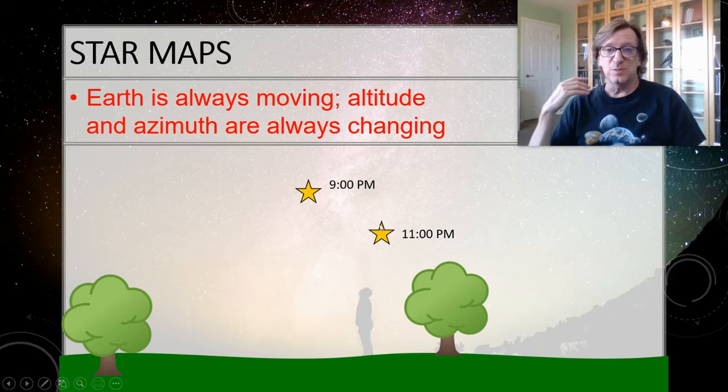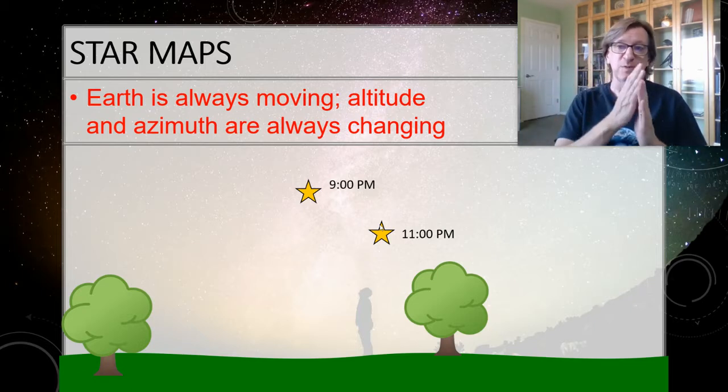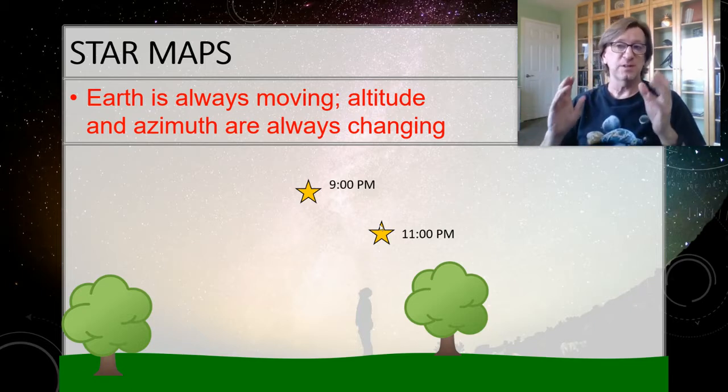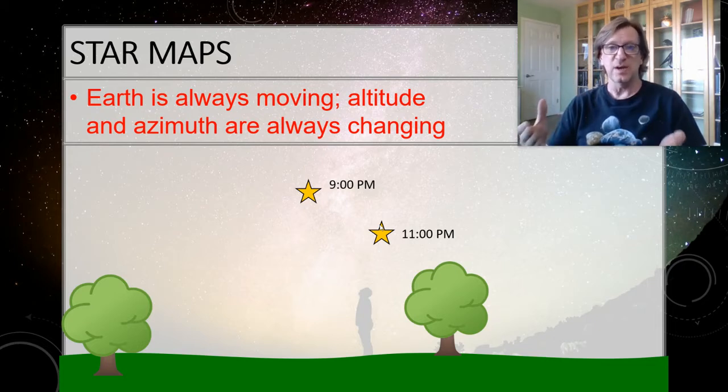So its altitude is lower and its azimuth has moved westward. If I want to keep a star map, though, I'm going to have to know its altitude and azimuth at every single minute of every single day. I just can't do that. So we've invented this coordinate system so that we can use it for star maps.